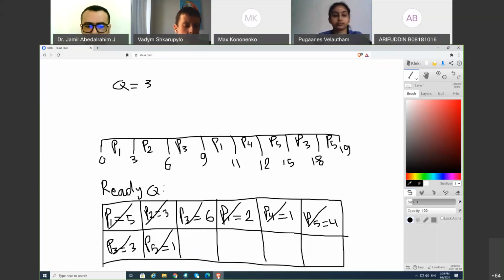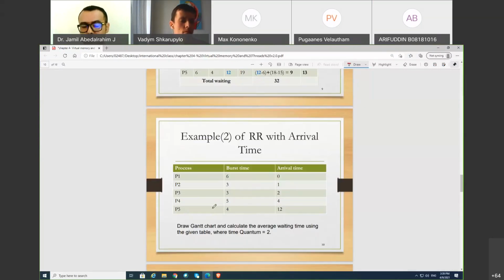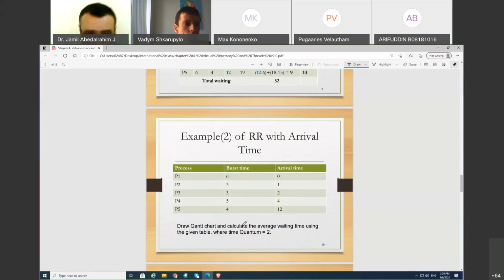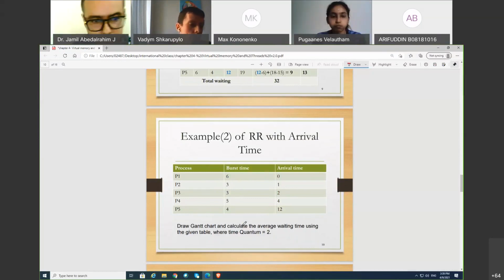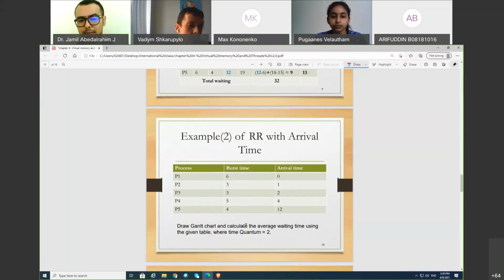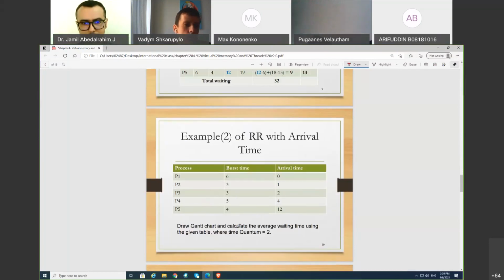Let's draw it together with you. We take a new example. Do you want the same example or a new example? And we draw it together with you. What do you like? Same example or new example? A new example. Okay, let's take this example.